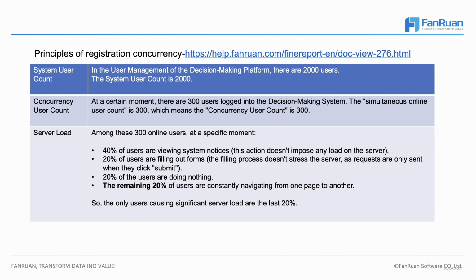In the user management of the decision-making platform, there are 2,000 users. The system user count is 2,000. At a certain moment, there are 300 users logged into the decision-making system. The simultaneous online user count is 300, which means the concurrency user count is 300. Among these 300 online users, at a specific moment 40% of users are viewing system notices. This action doesn't impose any load on the server.